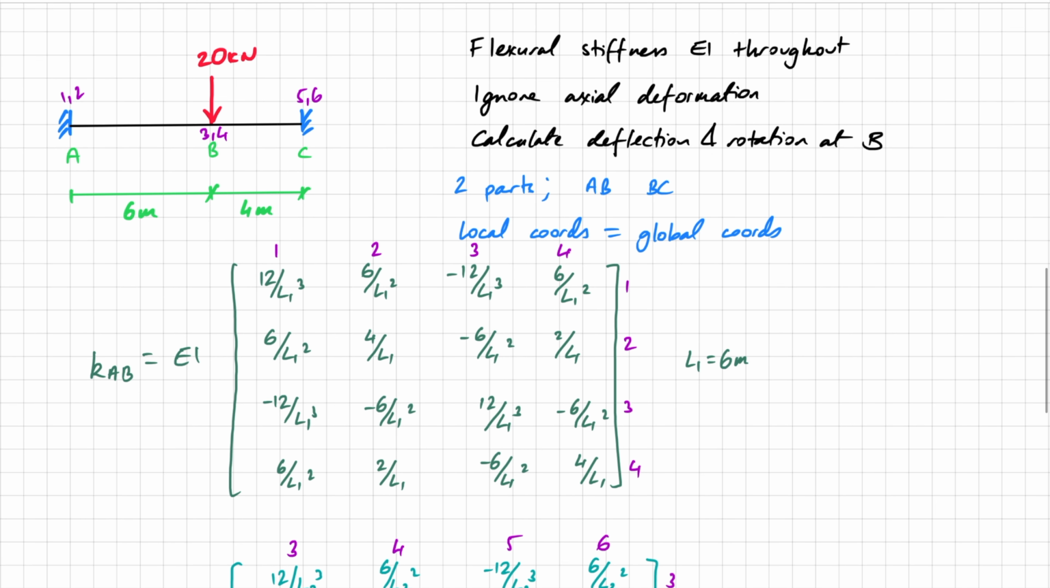So if we scroll back up, we can see that point B is the joint point. So AB has degrees of freedom 1, 2, 3, 4. BC has 3, 4, 5, 6. So 3 and 4 are those shared degrees of freedom.